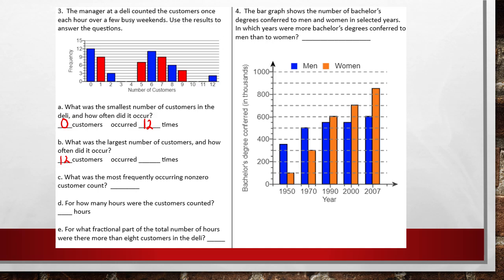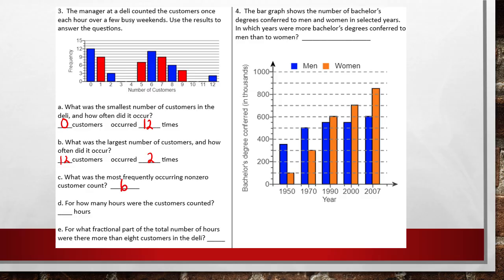So we're going to just say that 2. Okay, what was the most frequently occurring non-zero customer count? So 0 was obviously the highest, but if we look to see what was the next highest bar, it's this one right here. Okay, and so that's when we had 6 customers, which happened most frequently other than 0.